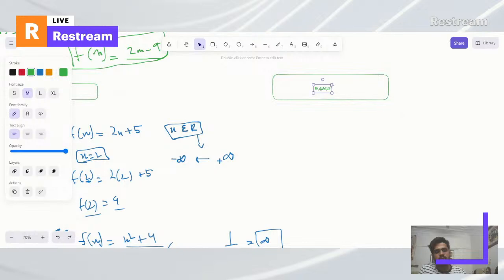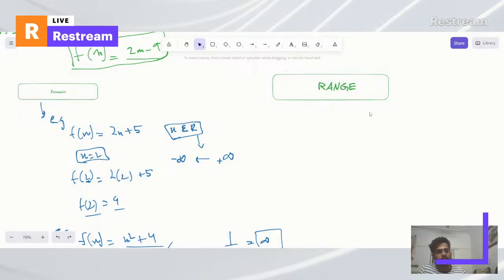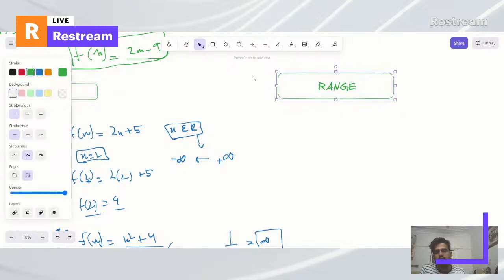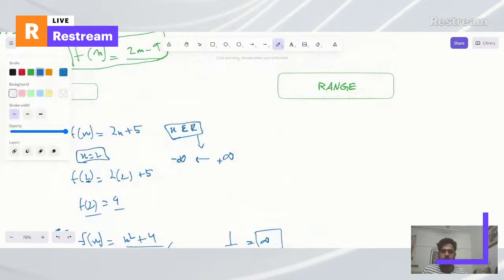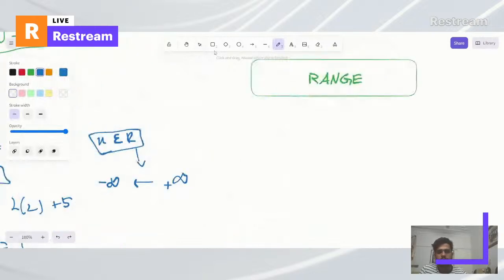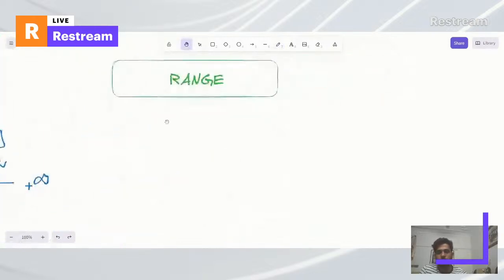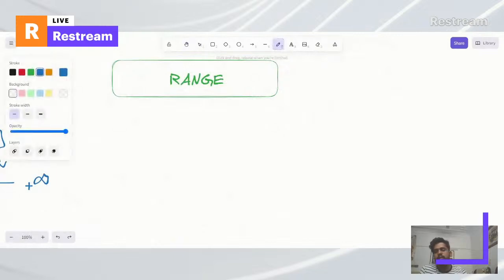Right, so any guesses are also welcome. Now what's a range? Come on guys, we did discuss this last time. So what is it? So basically, range tells you the value of a function that you get as an answer.